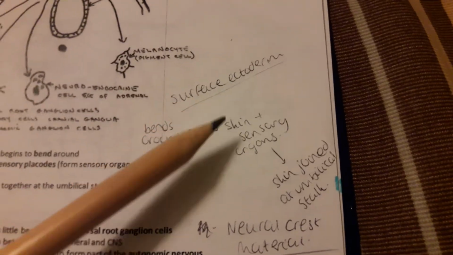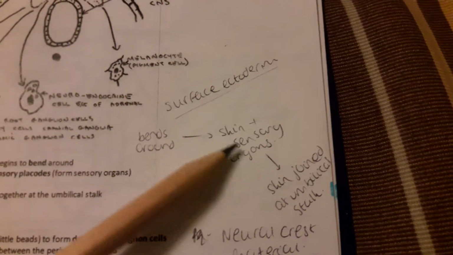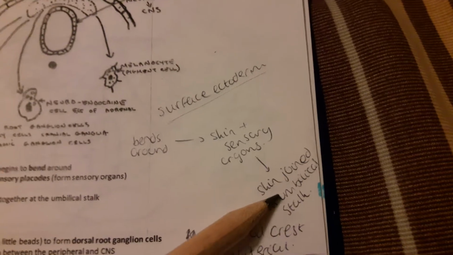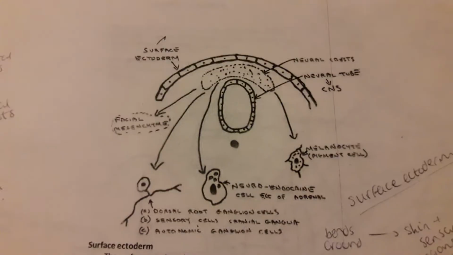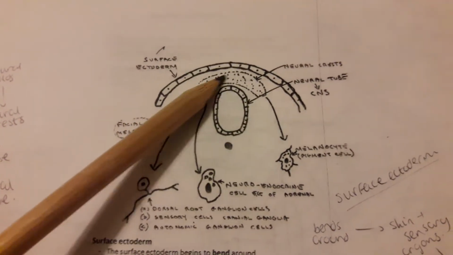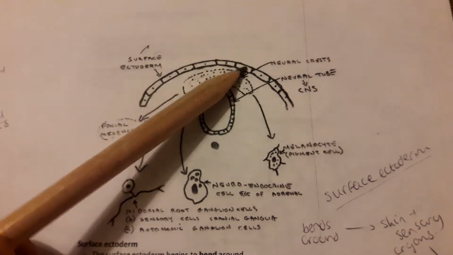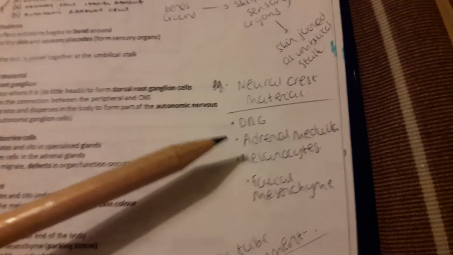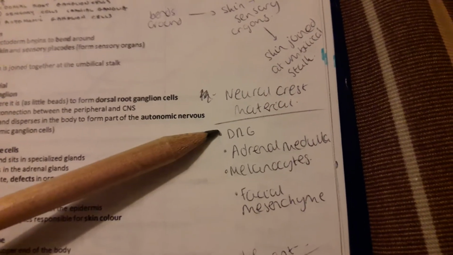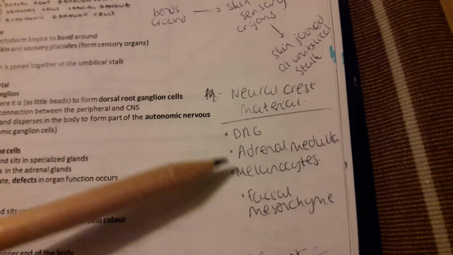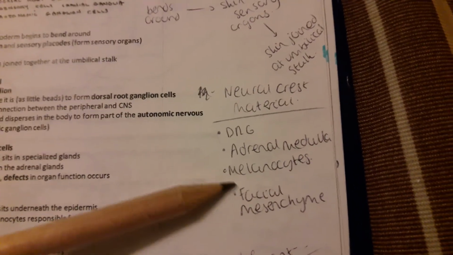Now what happens with the surface ectoderm is that it bends around and forms the skin and sensory organs, and ultimately joins at the umbilical stalk. The neural crest material here, which is between the neural tube and the surface ectoderm, forms a few different things. So it forms the dorsal root ganglia, it forms the adrenal medulla, it forms melanocytes, which are in the skin, and it forms the facial mesenchyme.